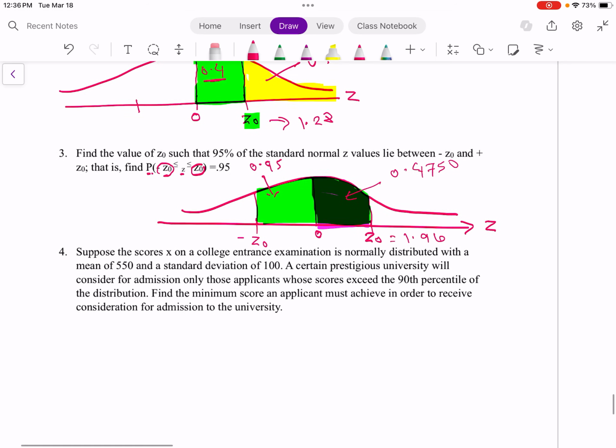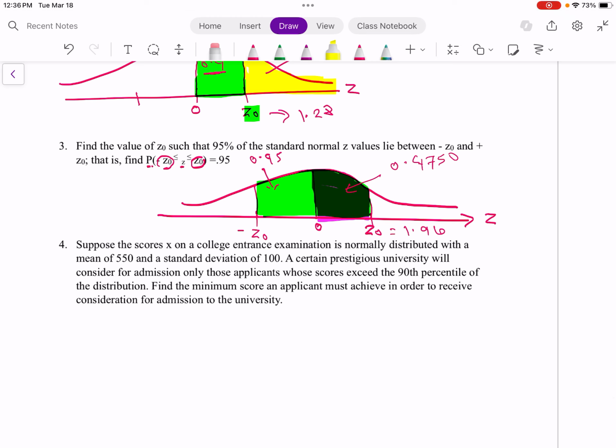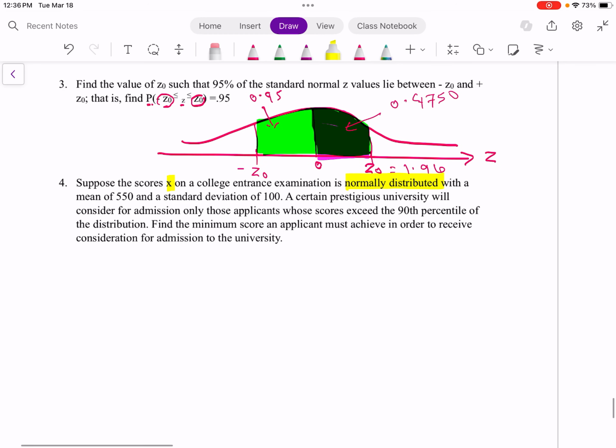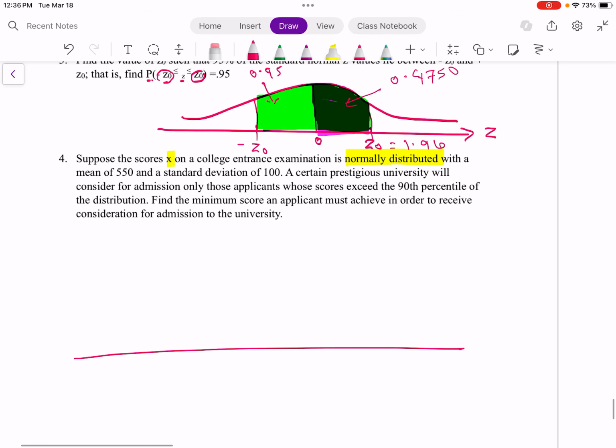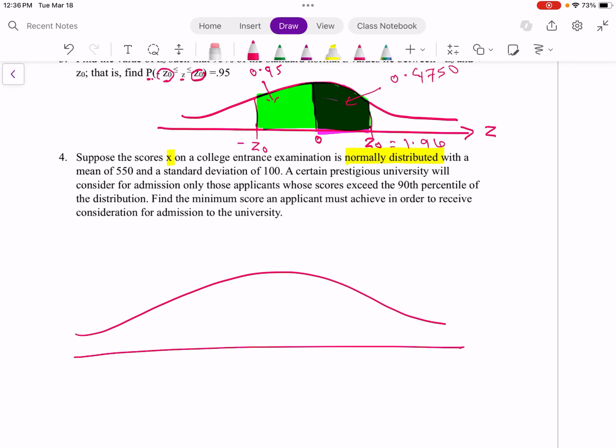Now the next one: suppose the scores X on a college entrance examination is normally distributed. So we have X and that X is normally distributed. Let's start with a bell-shaped curve. Our X is the variable, with a mean of 550. So our mu is 550, and this is at the center. Standard deviation is 100.